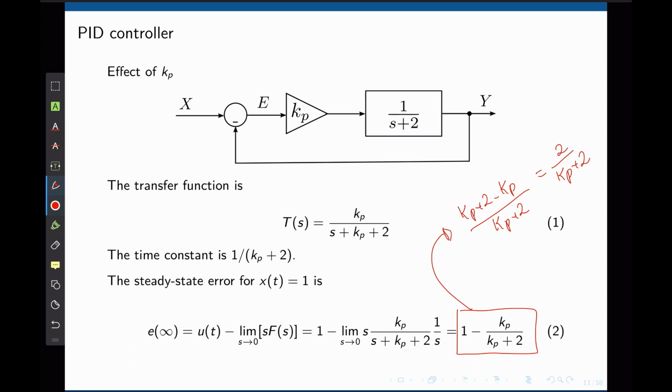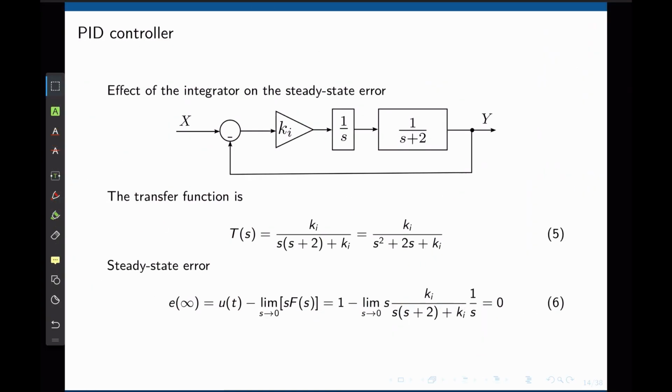kp plus 2. You see that the only way this can be made 0 is setting kp to -2, and this will make the system unstable. Kp needs to be a positive number, and so long as kp is a positive number, the steady state error is never 0. We can conclude that for a first order system, the proportional controller reduces the steady state error, but it can never eliminate it.